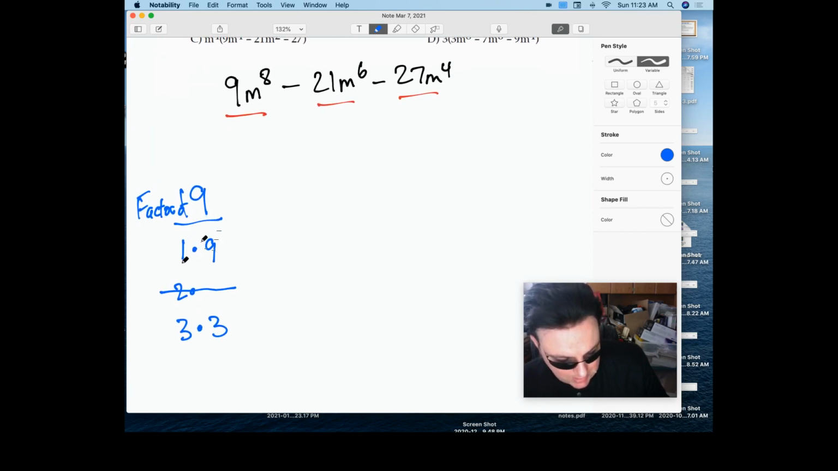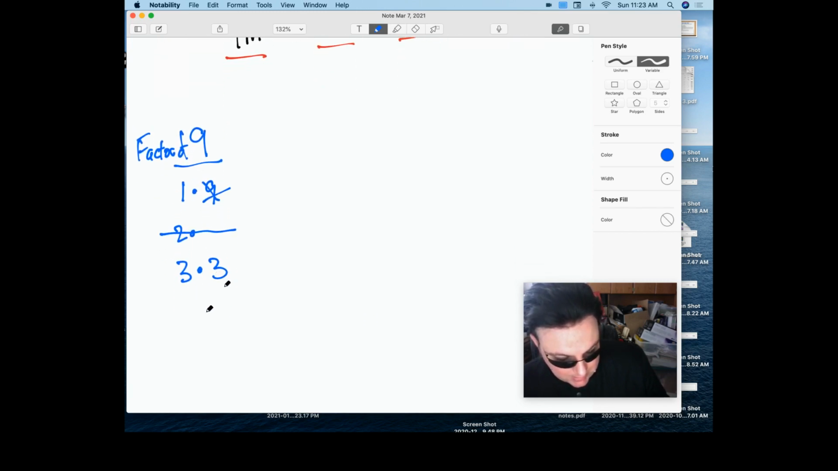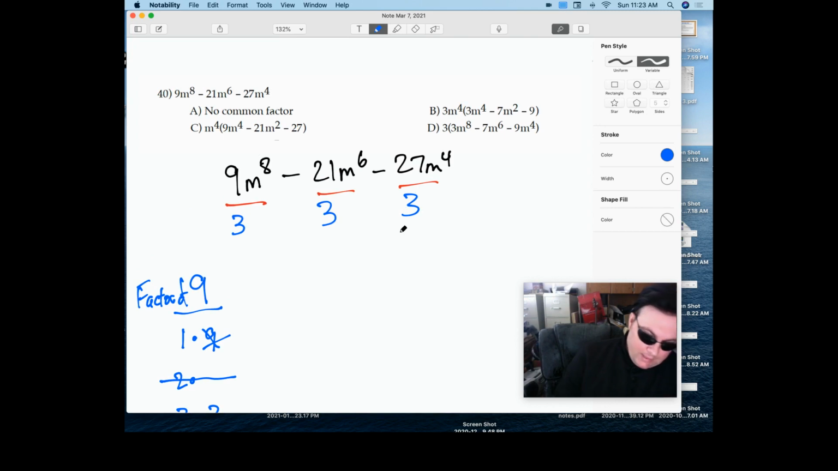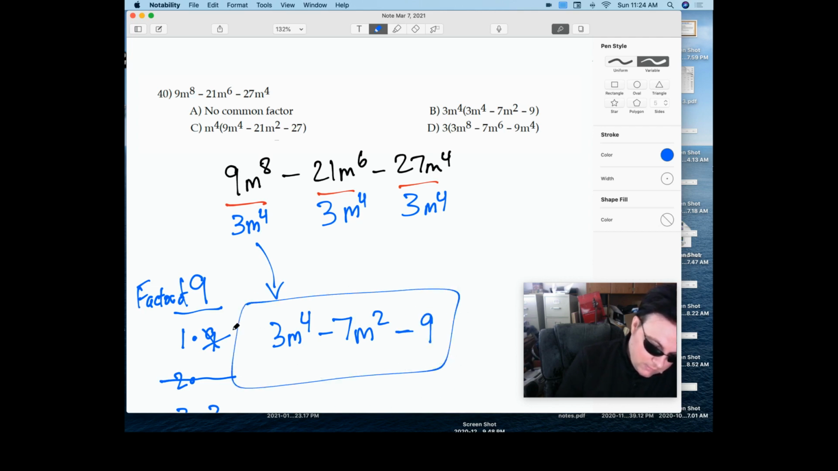So we tried 9, it didn't work, so you go to the next biggest, which is 3. And you ask yourself, can I divide through by 3? Absolutely. Then we go to the m's, and we say take the lowest exponent, which is 4. And this leaves me with 3m to the 4th minus 7m squared minus 9. And there's the answer.